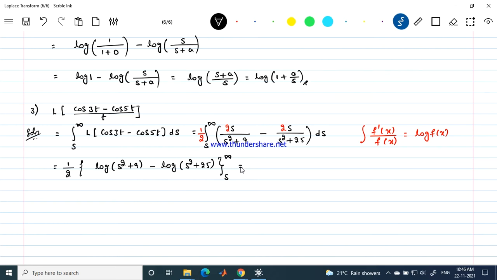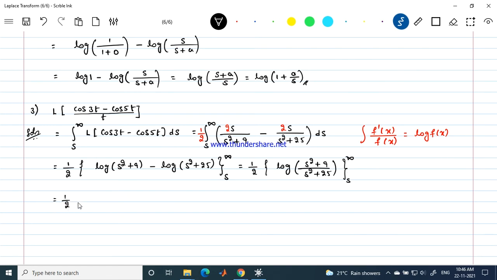We still have the same issue. We can't substitute the upper limit directly. So I need to use the logarithmic property. So I will rewrite this one as log of a by b, that is log of s square plus 9 upon s square plus 25, between the limits s and infinity.